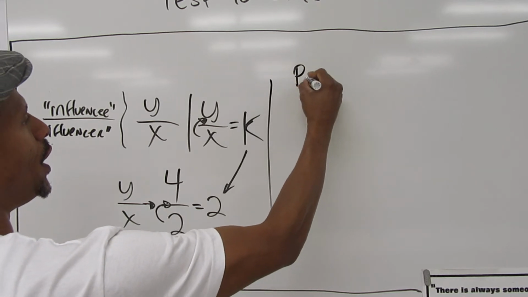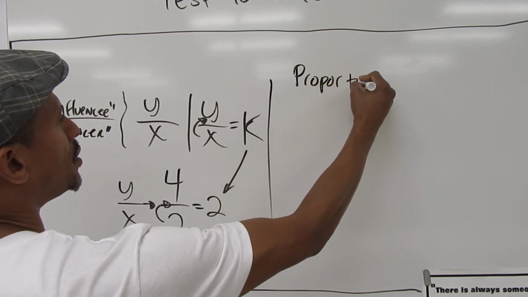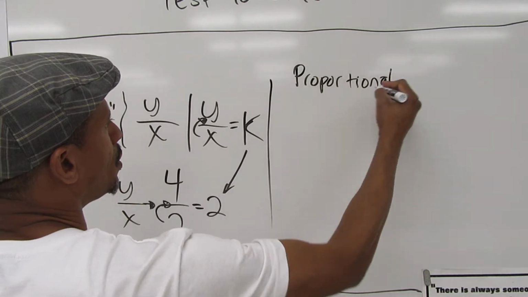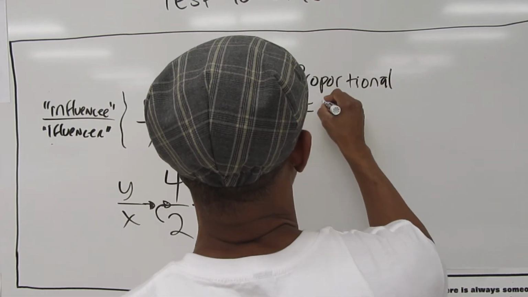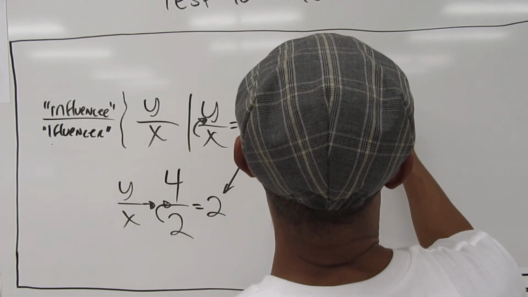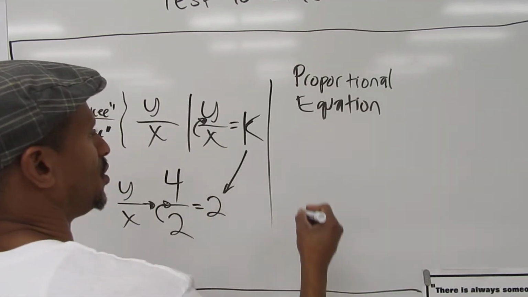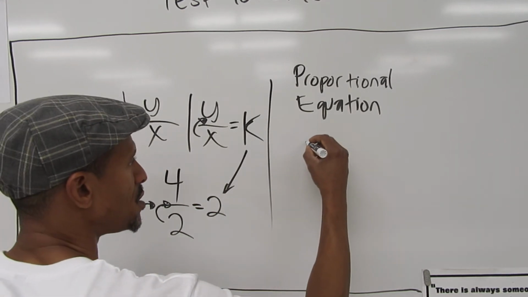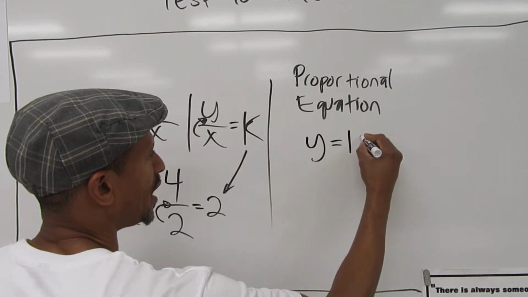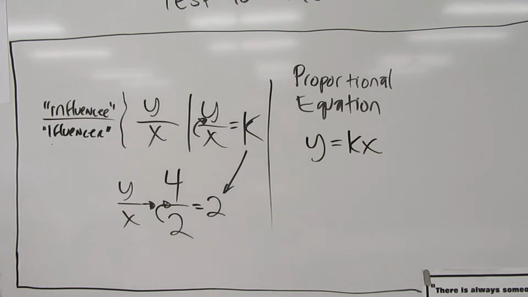That's important because now what we're going to do is go ahead and give you an equation. So let me give you a proportional equation. Sorry about the back of my head. All right, so it's a proportional equation here. Let me slide back this way. So the proportional equation looks like y equals k times x.